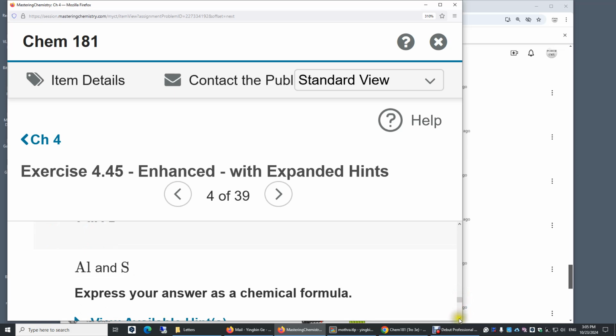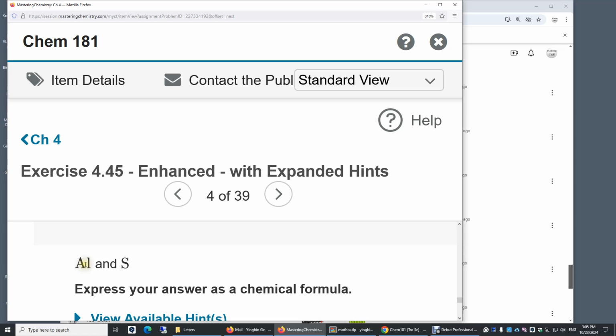Part D. Aluminum would like to lose 3 electrons. Sulfur would like to gain 2 electrons. Apparently it's not balanced, but we can find the common factor between 3 and 2. That's only 1. And then we can have 3 times 2 divided by the common factor. We get 6. Well, somehow we need to have 6 electrons moving from aluminum to sulfur.